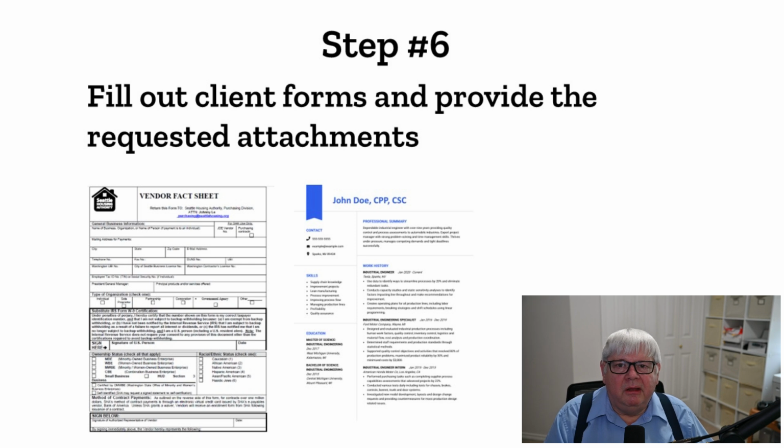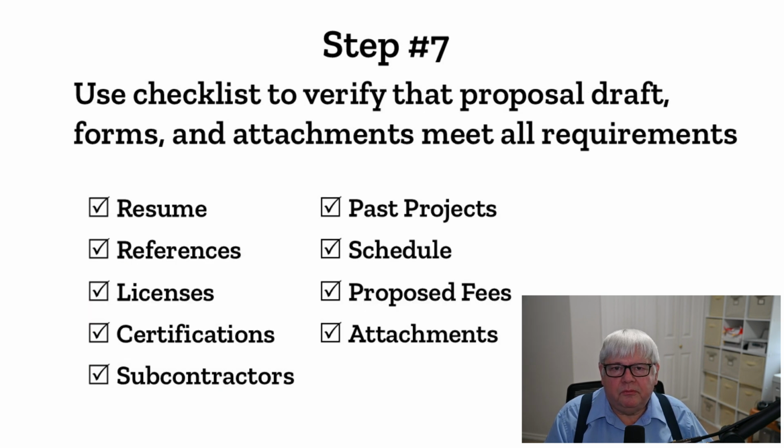Number 6, fill out all forms as requested in the RFP. Provide any requested attachments that the client may have specified, such as resumes, certificates of insurance, and copies of licenses. Number 7, when your draft proposal, including all forms and attachments, is complete, go through your checklist again to make sure that all requested items have been provided. Be sure that the number of pages in your proposal doesn't exceed any limits that were stated by the client.